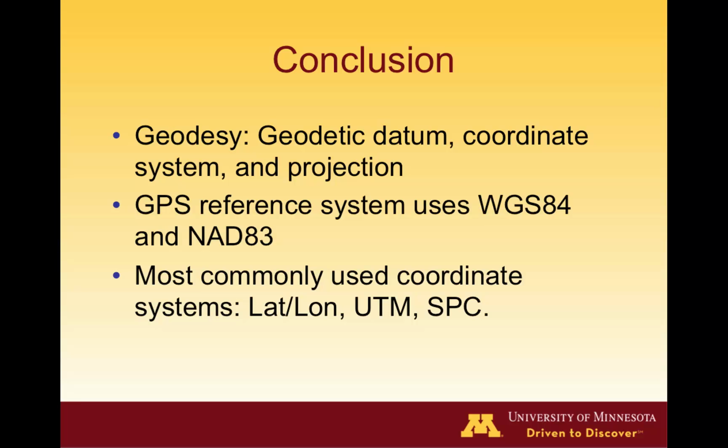And the GPS reference system uses WGS 84 and NAD 83, which are quite similar in the case of the United States. And the most commonly used coordinate systems include the latitude, longitude, and height system, the Universal Transverse Mercator system, and the state plane coordinate system.